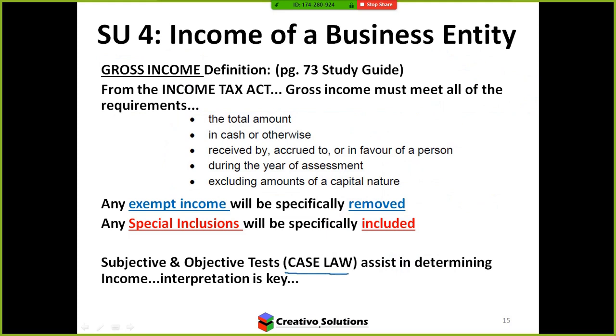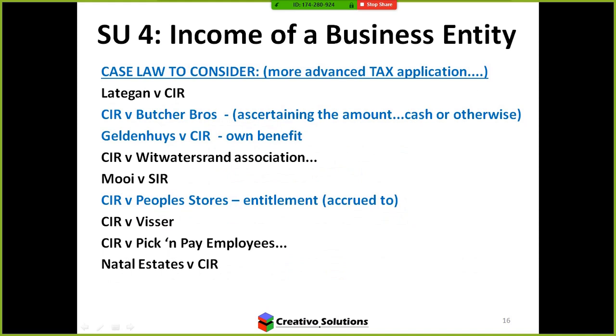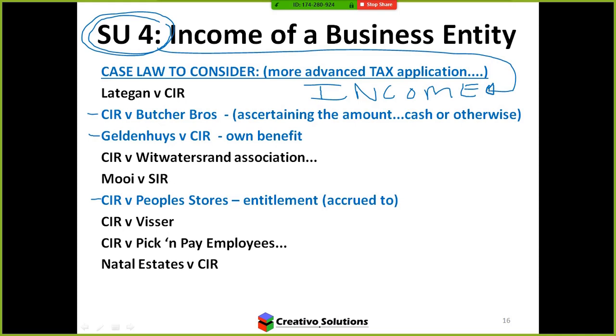Okay, so while we're discussing exams, cases. I've given you a list. Here are some of them. These ones are more important because these ones specifically relate to income. It relates to this chapter, chapter 4. So in chapter 4, if I've been asked to answer a theory question about income, I'm going to be thinking about these cases. The Butcher Bros versus CIR, the Haldenes versus CIR, the CIR versus People's Stores. Okay, and the FISA case is also important, but for different reasons. We'll discuss it just now. I've got a slide on it.